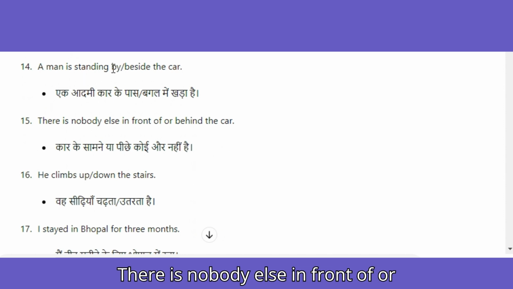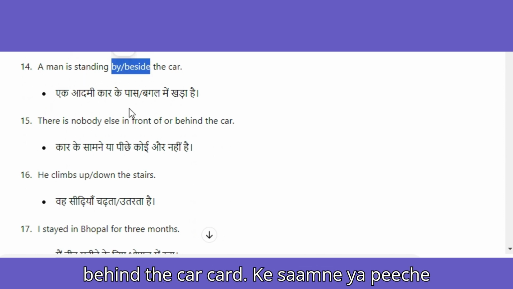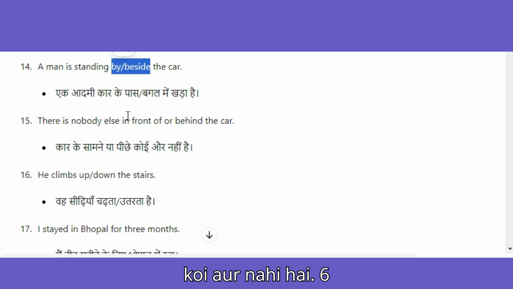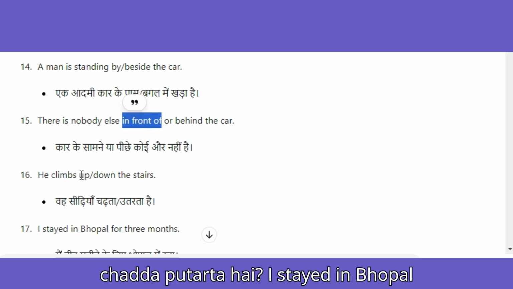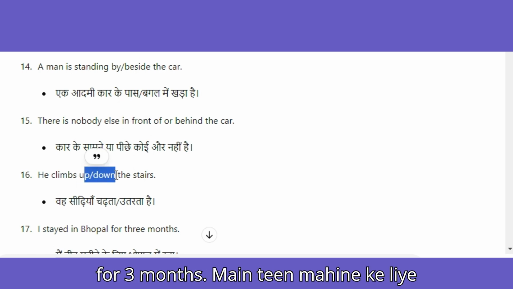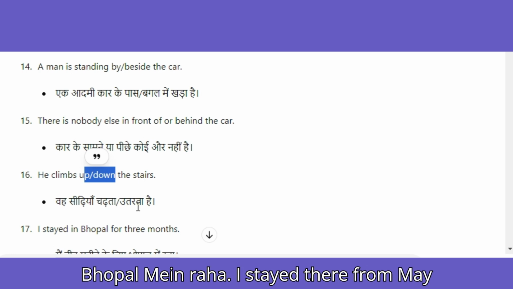A man is standing beside the car. एक आदमी कार के पास बगल में खड़ा है. There is nobody else in front of or behind the car. कार के सामने या पीछे कोई और नहीं है. 16. He climbs up down the stairs. वह सीढ़ियां चढ़ता उतरता है.